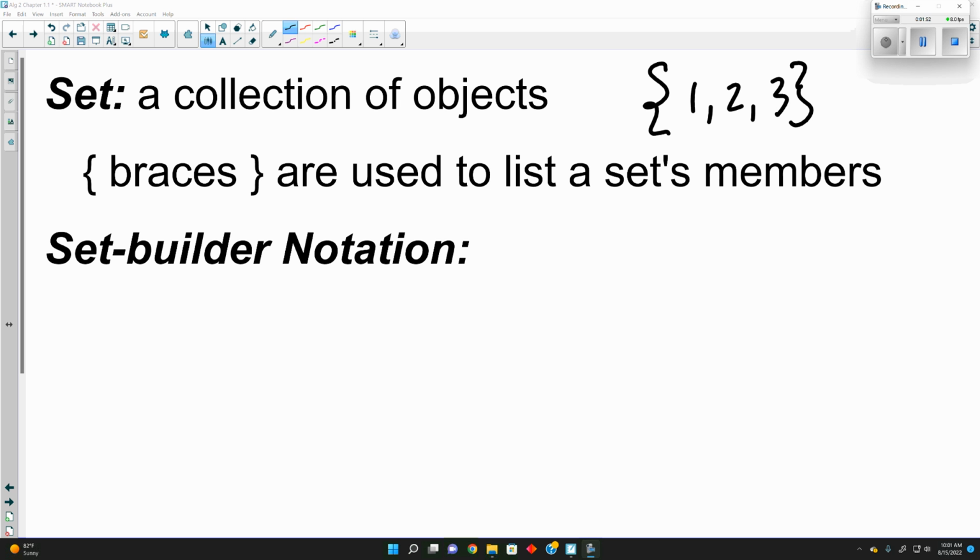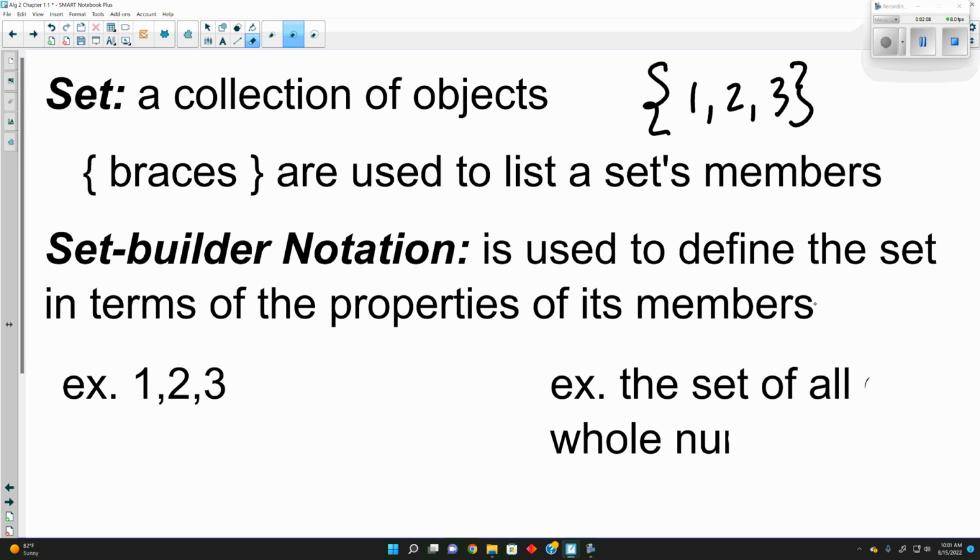Now we can consider the natural numbers a set because they're a group of our natural numbers, or the real numbers is a set. Now we do have a specific way that we can write sets, and that's considered set builder notation. Set builder notation is used to define the set in terms of the properties of its members. So 1, 2, 3.